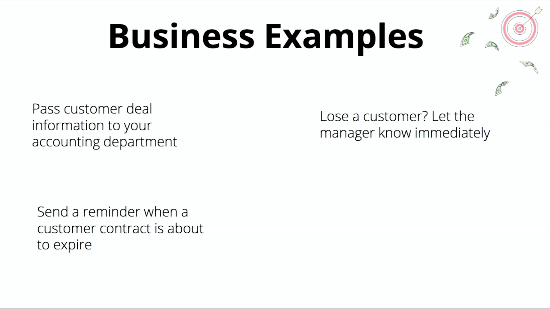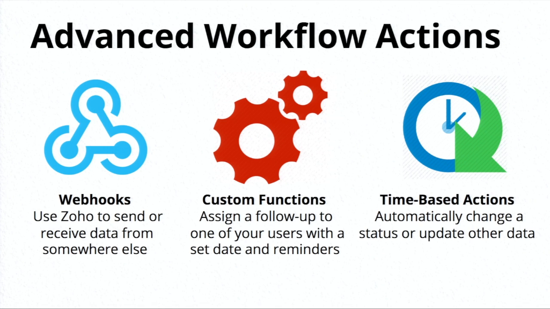Maybe send a reminder when the customer's contract is about to expire, right? So once you hit the expiration date, or maybe it's a month before the expiration date, maybe you want to let the customer know that they have a renewal date coming up. So what are some advanced actions that you can do on top of the emails, tasks, and field updates?